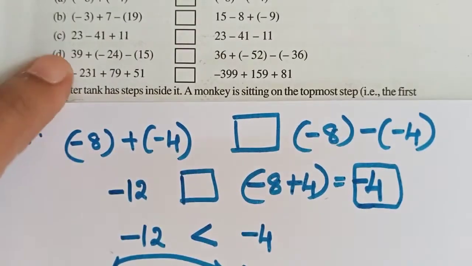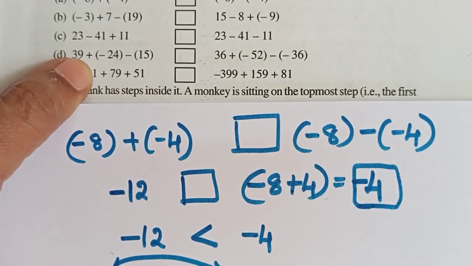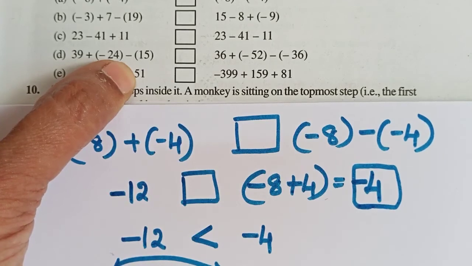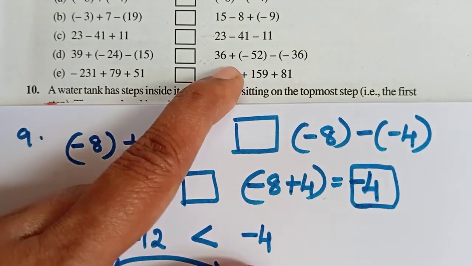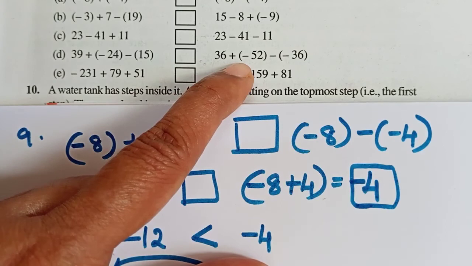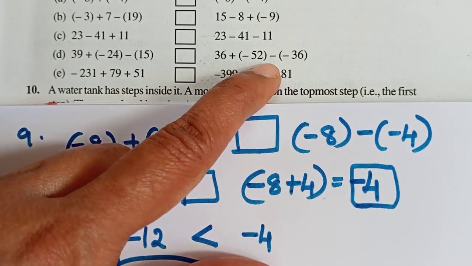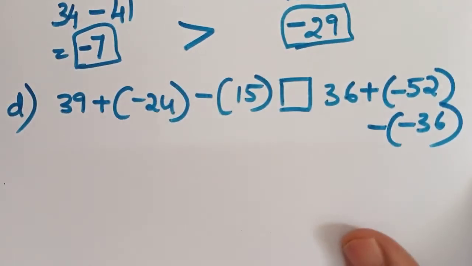What is D here? See. 39 plus minus 24 minus 15 on one side with a box. 36 plus minus 52 minus of minus 36 on the other side. I have copied down the same thing here.